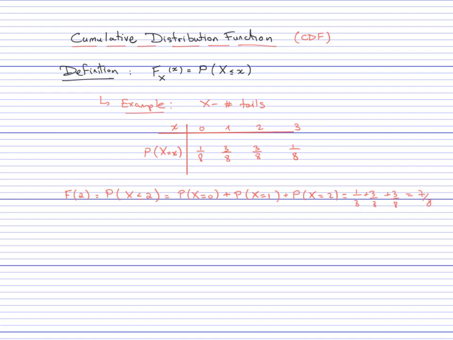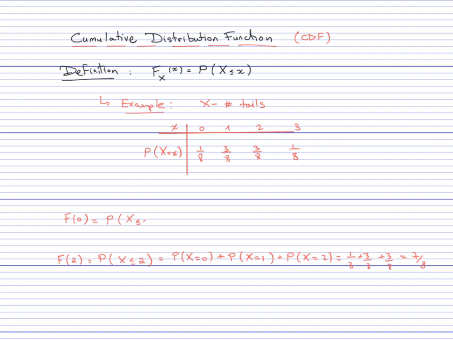Okay, let's do the same for the CDF at 0. So what do we get? Saying that we want to compute the cumulative at 0 is the same as computing the probability that x is at most 0. Saying that we get at most 0 tails is equivalent to saying that we get exactly 0 tails, and the probability that x equals 0 is 1 over 8. Great. Now what about the cumulative at 1? That's exactly the same as saying that x is at most 1. But at most 1 is exactly the same as computing the probability that x is 0 plus the probability that x is 1. So it's 1 over 8 plus 3 over 8, which is 4 over 8.